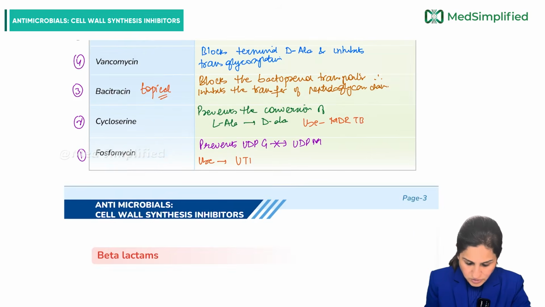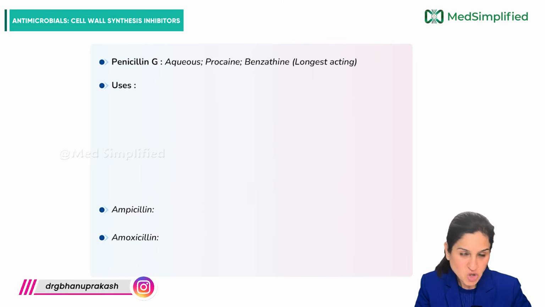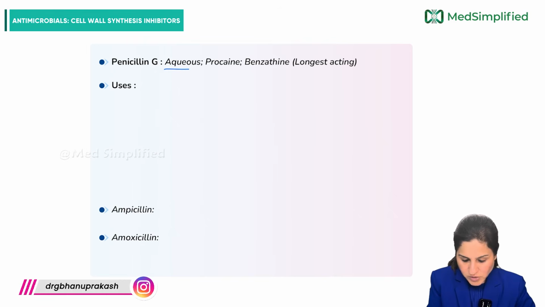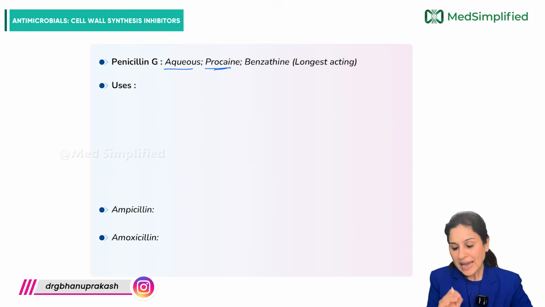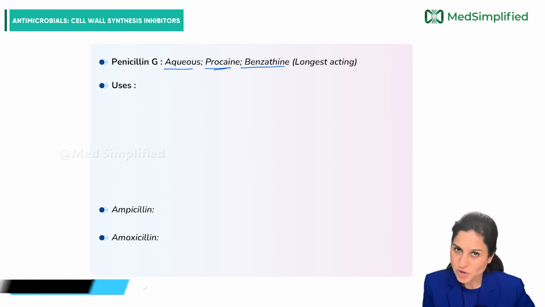So these are the drugs. The first one, beta-lactam. So we have the penicillin G. In the penicillin G, we have the aqueous penicillin G. We have the procaine penicillin G, which is highly notorious to cause hypersensitivity reactions. And then we have benzathine penicillin G, which is the longest acting out of the lot.